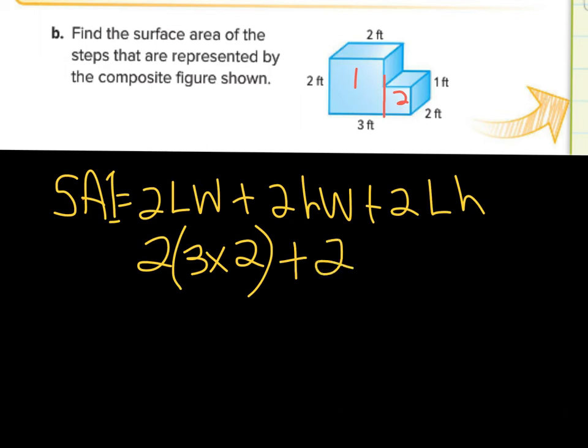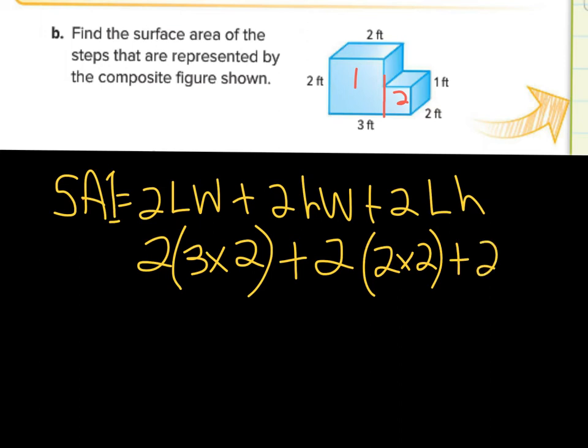2 height times width. Height, what's our height? You can see right there that it's 2, okay? And our width, again, is 2. You've got that number from here, because that's the same as here, here, here, here, and here. It's all 2. So it's 2 by 2. So we go ahead and write that down. Plus 2 what? 2 length times height.